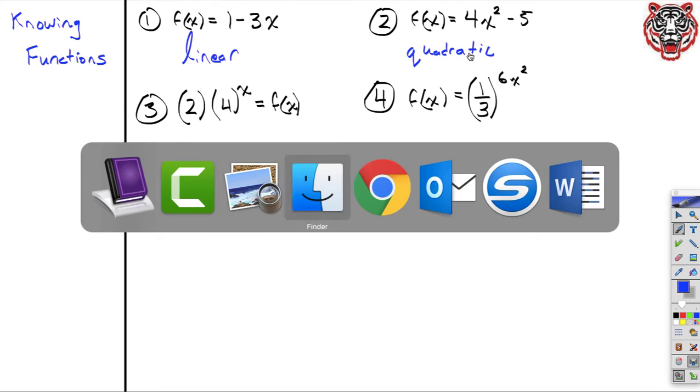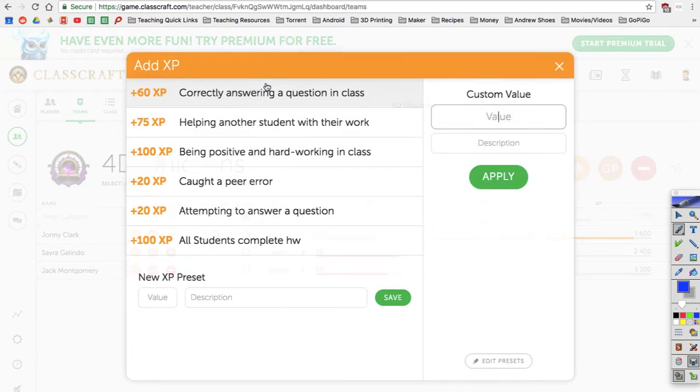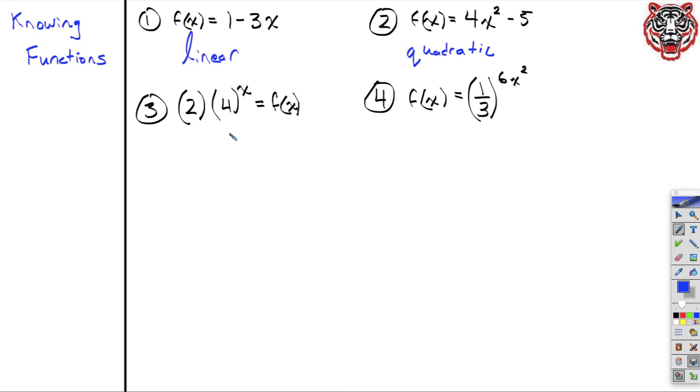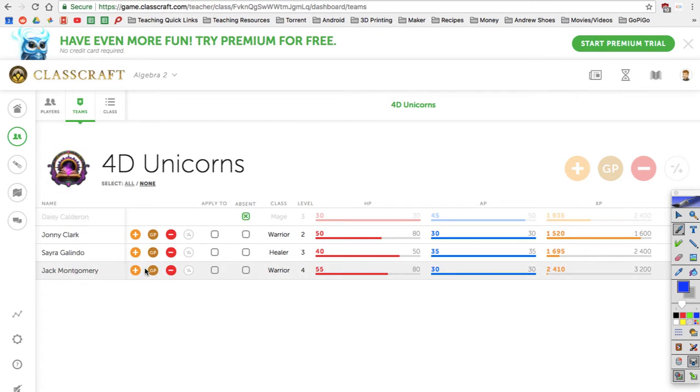Good job, Jack. All right. Number 3, quiet raised hand. Syra. Quadratic. Quadratic? Not quite. But good attempt.